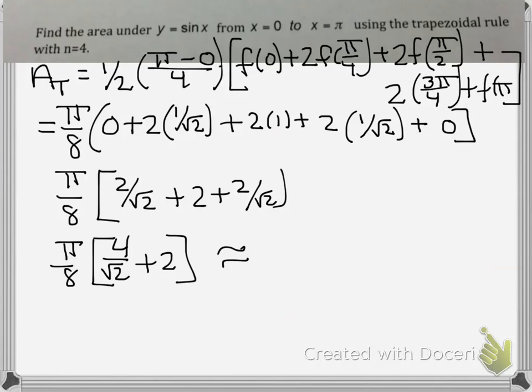And if you wanted to, you could approximate that on your calculator and know that it's 1.896. You should recognize that this is slightly under, because we've actually found the area under y equals sine x before in our notes multiple times, and it's actually 2. But that's the trapezoidal rule.